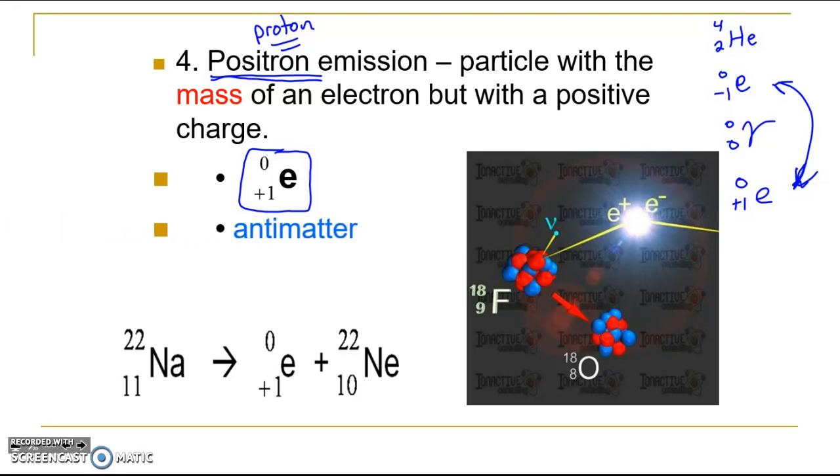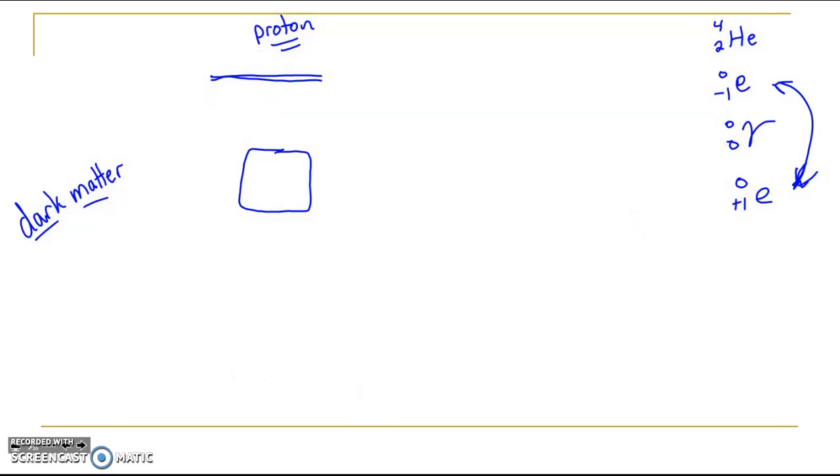We call it antimatter, also known as dark matter. So yes, we're talking about like black holes and whatnot, which gets crazy awesome, and that's something that you'll start to learn about maybe in physics or astronomy. But for now, we're just going to focus on the emission, the radiation.